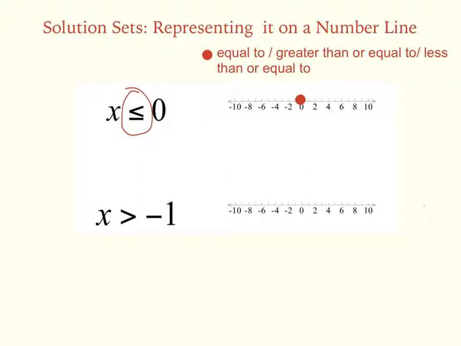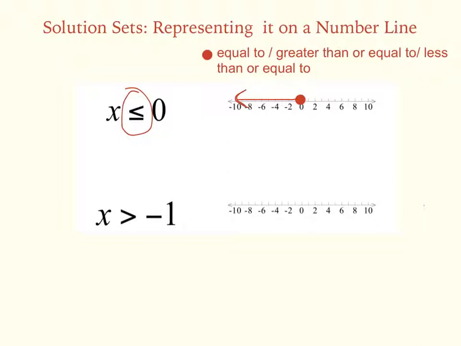Then we must decide which way our ray will go to represent all the numbers that x can equal. If it's less than, I want my line to be going to the left because x has to represent every number less than 0. So x could be -10, x could be -6, any of those.